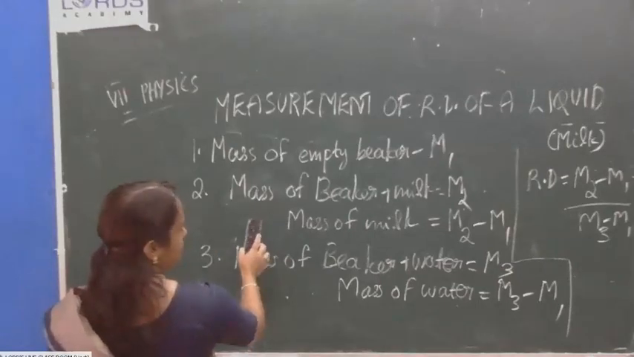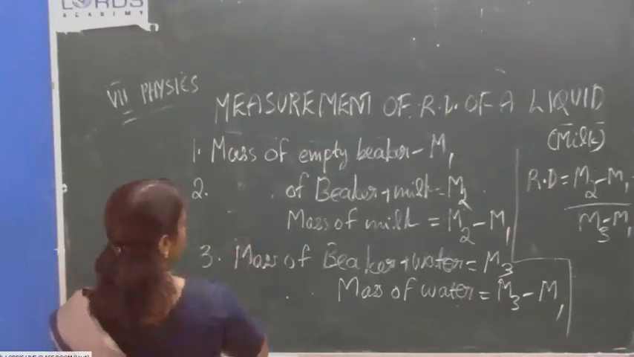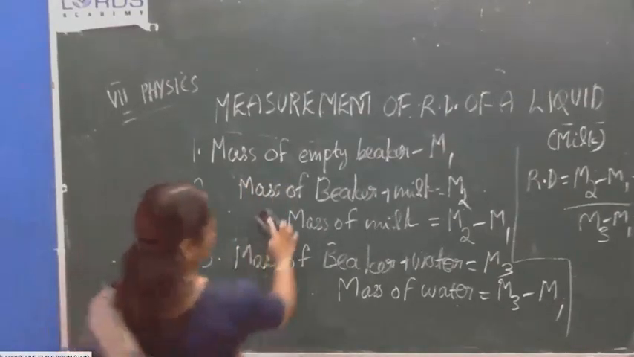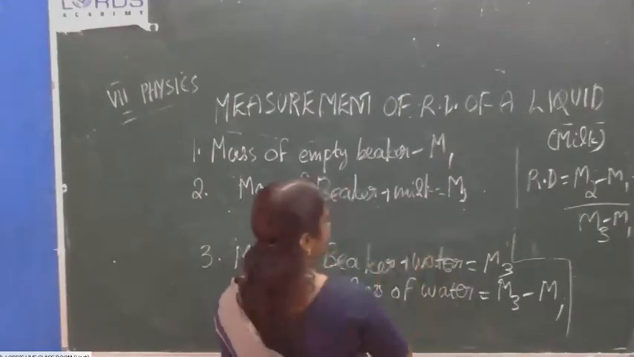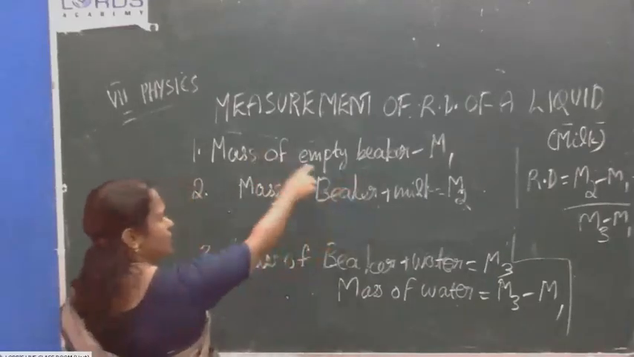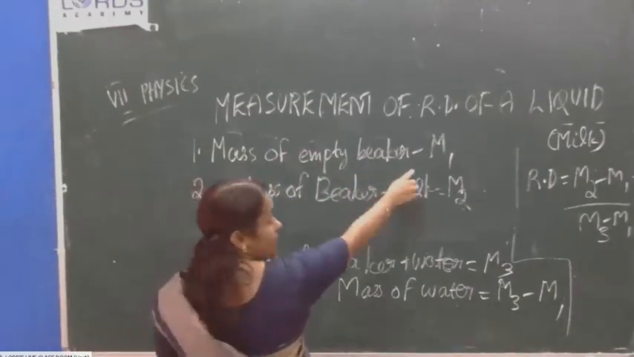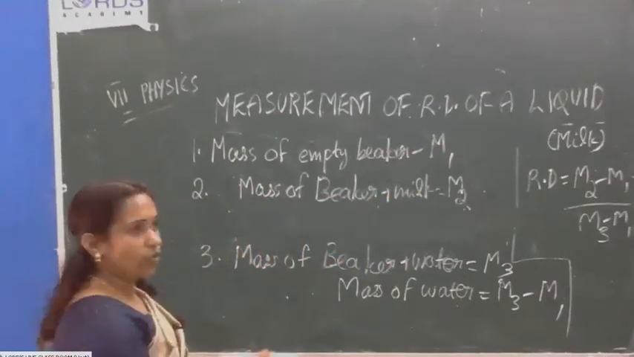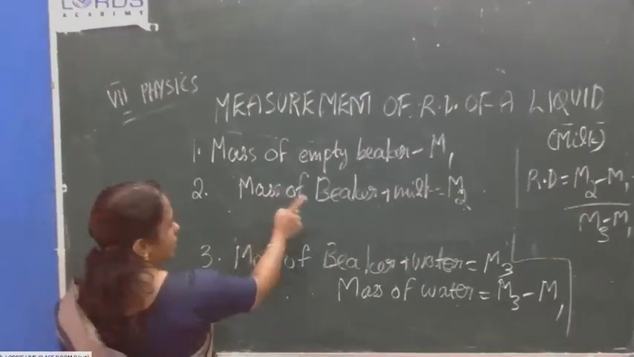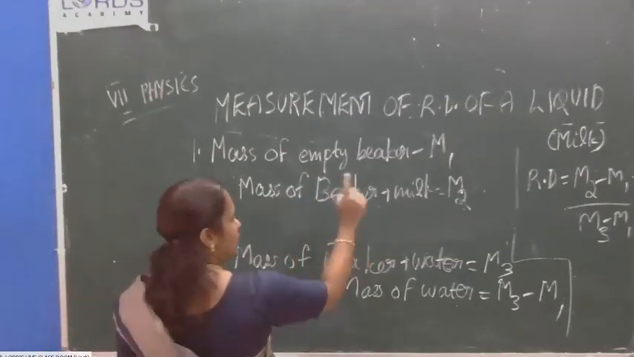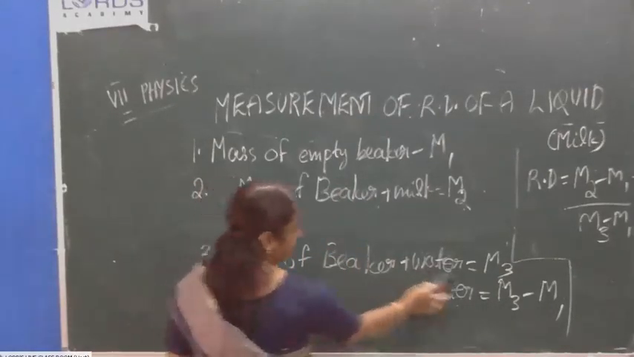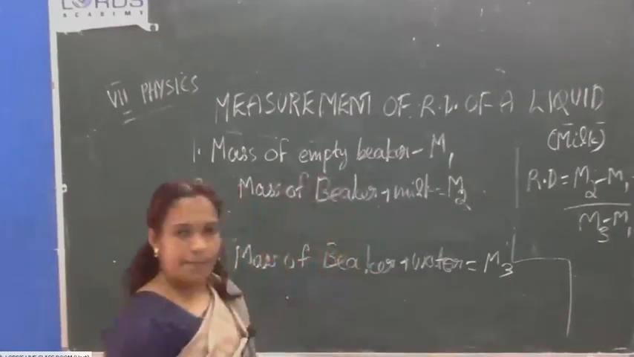And some more thing also you have to write, otherwise there will be confusion. Where M1 is the mass of empty beaker, otherwise you can directly write like this: mass of empty beaker is M1. Without knowing M1, M2 and M3, if you are simply by hearting, no use. Then M2 is the mass of beaker with milk. M3 is the mass of beaker with water. Clear?